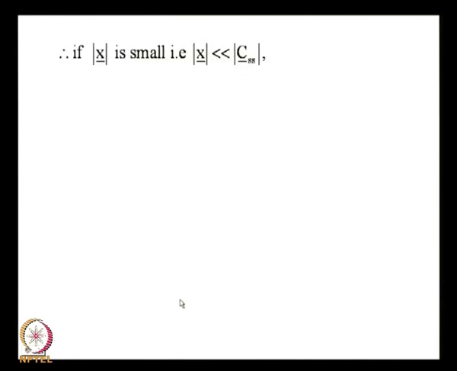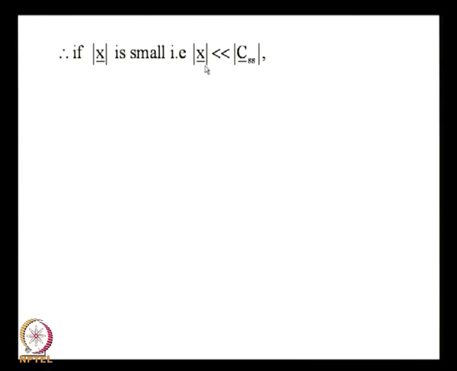Okay. So, next we go to the next step, which is that if x is small, then x bar, which is also something I discussed, is much less than the steady state. The deviation is much less than the steady state. Now, I discussed this just now with respect to the scalar concentration.